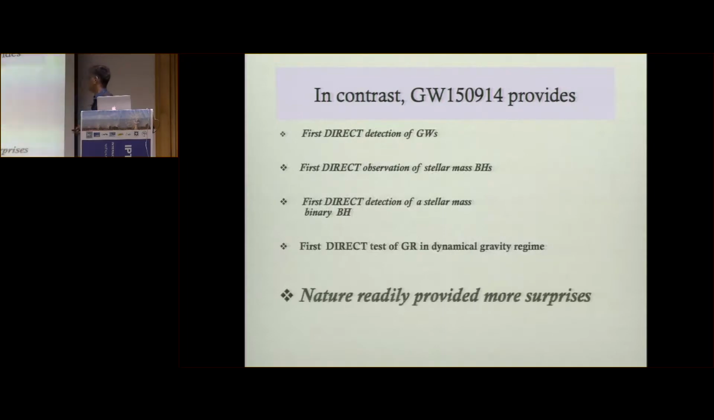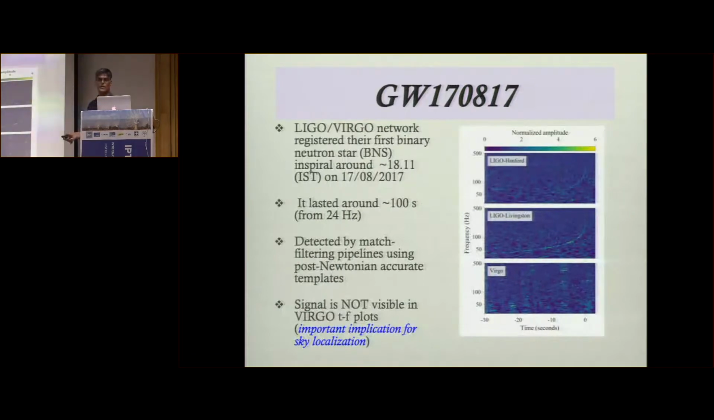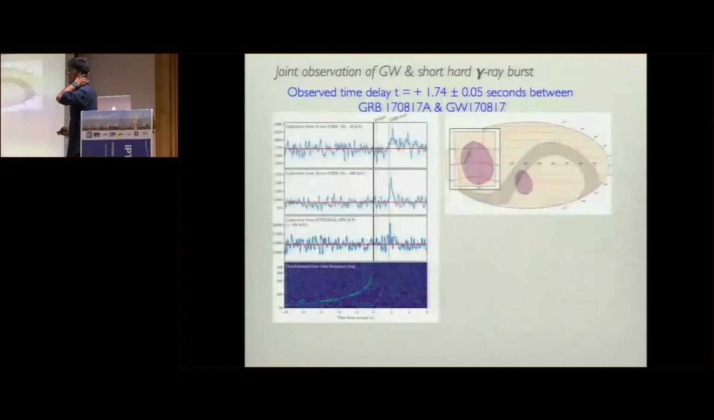Okay, but nature was out there helping us. There were plenty of other surprises. So this is obviously the next big event. It's 170817. I'm sure that you heard about it too. I'm going to skip this very fast because I need to get into other things. This was the first event where we actually saw a gravitational wave event which lasted around 100 seconds, followed by a gamma ray burst, and that's essentially what this is all about.